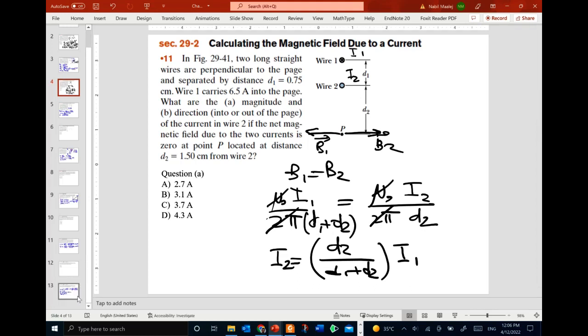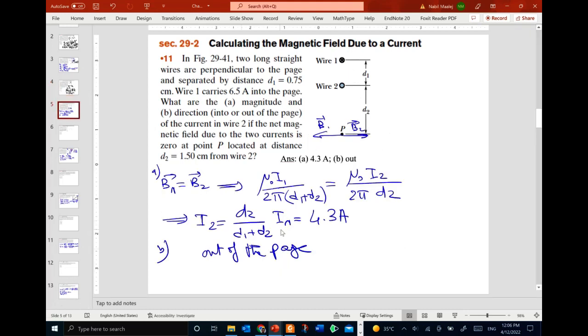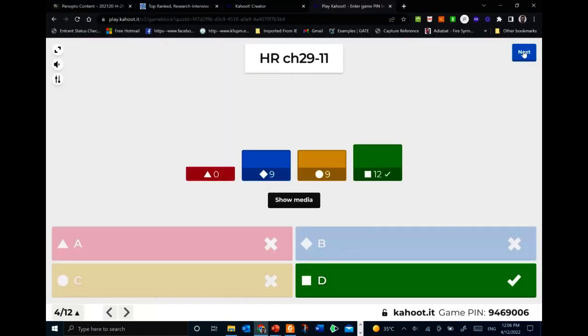It's not difficult. Okay, so let's see the number. The number is 4.3 amps. Okay, so 4.3 amps. Next problem. Any question about this problem? Is this clear? Okay, next one.